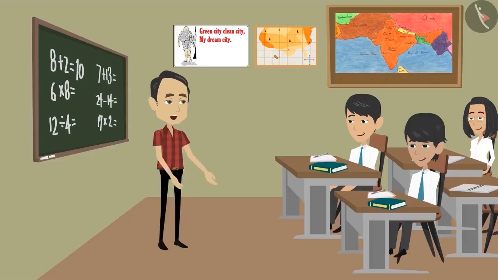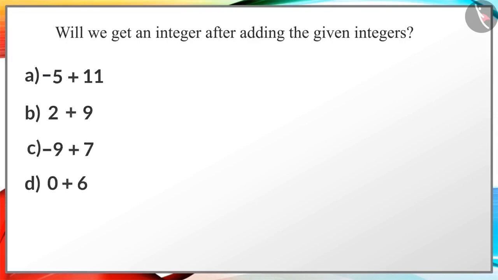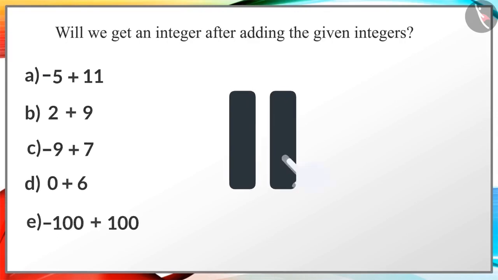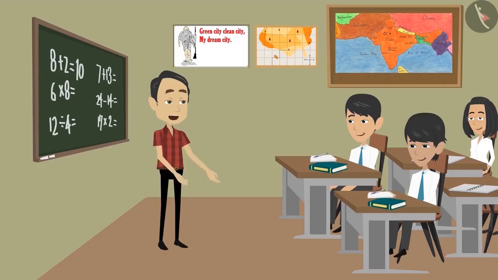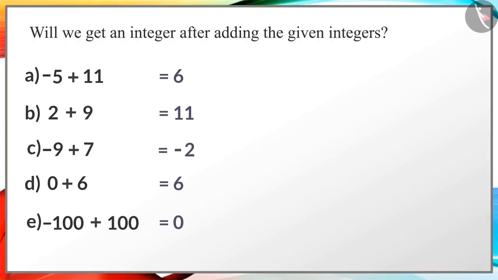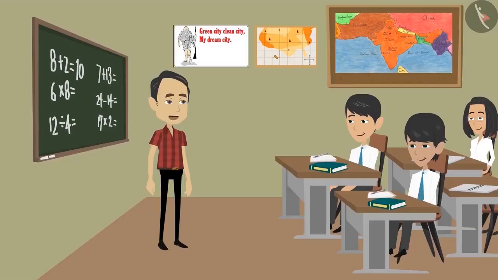Well done, Rahul. Children, now add these integers and see, will we get an integer after adding them? You can pause the video and try. Children, what can we say about the closure property of integers? Sir, integers are closed under addition because every time we add two integers, we will get another integer. Well done, Mohan. Are rational numbers closed under addition?